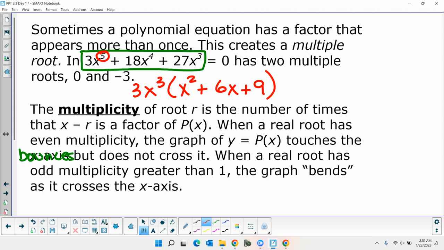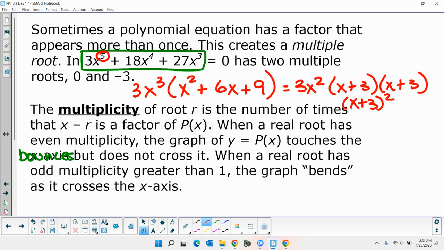We could factor x squared plus 6x plus 9 into x plus 3 and x plus 3. Or we could write it x plus 3 squared. I'm sorry, that's a cube, right? So this one, when we set it equal to 0, the x works 3 times. And this -3, when we set it equal to 0, works 2 times.